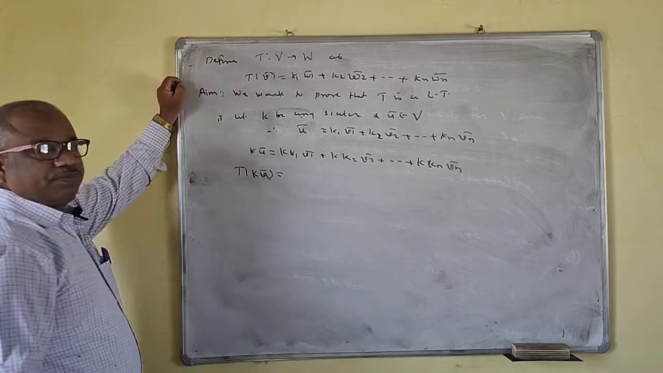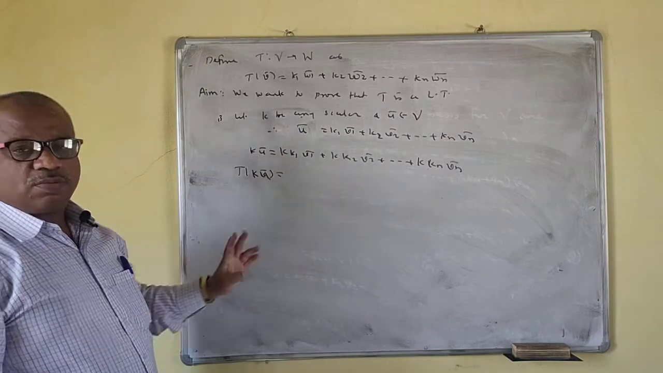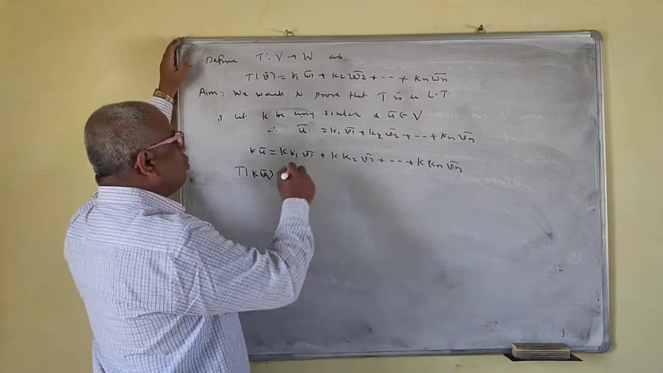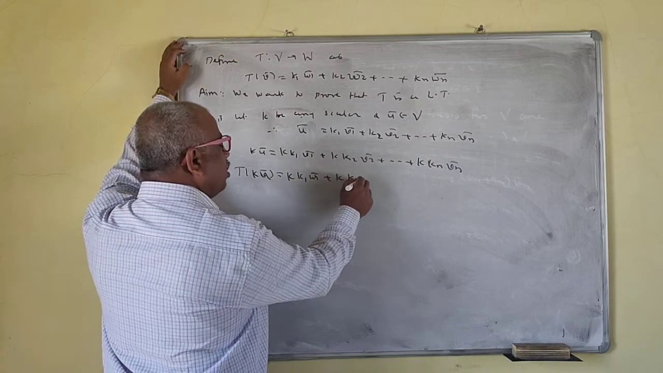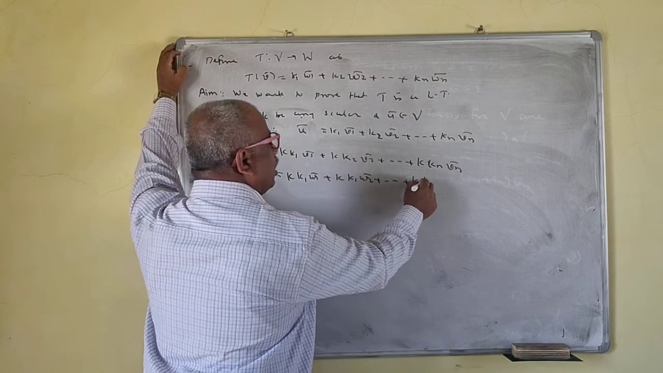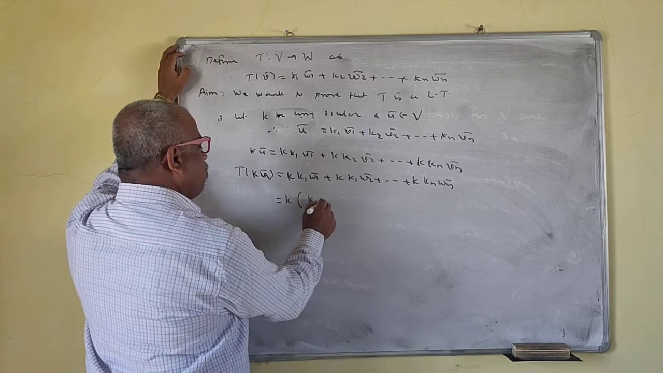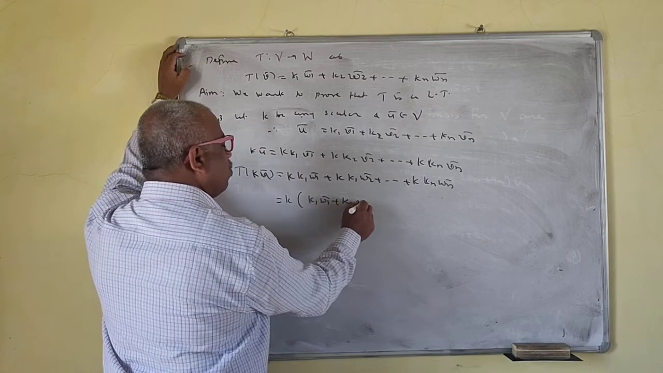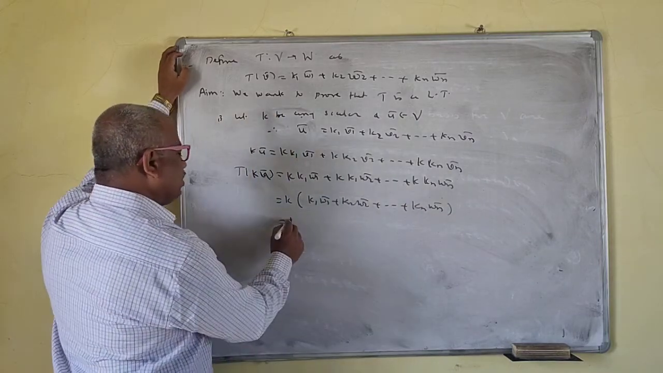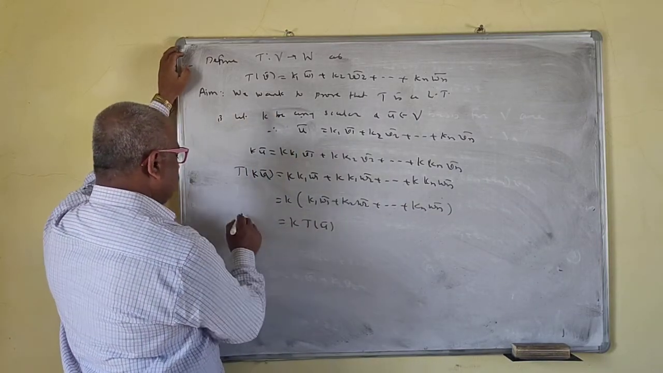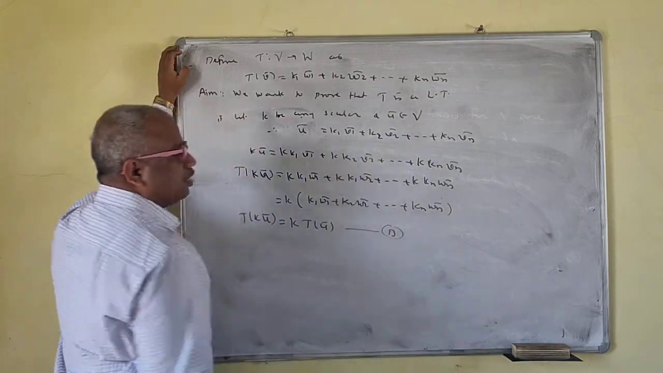T of K U bar. This is what? Just V1 bar is transformed to W1 bar. Okay, V1 bar belongs to W1 bar now. K K1 W1 bar, K K1 W2 bar plus dot dot dot K Kn Wn bar. So this is same as what? K into K1 W1 bar plus K2 W2 bar dot dot dot Kn Wn bar. But what is this? This is same as K of this. Okay, T of K U bar is same as this. We call this as P.